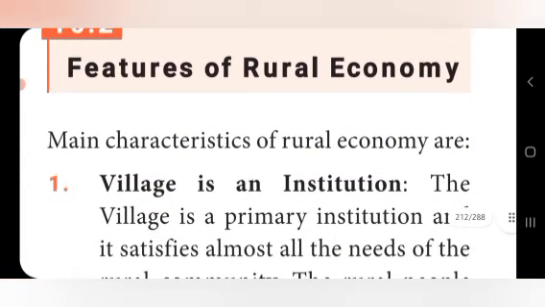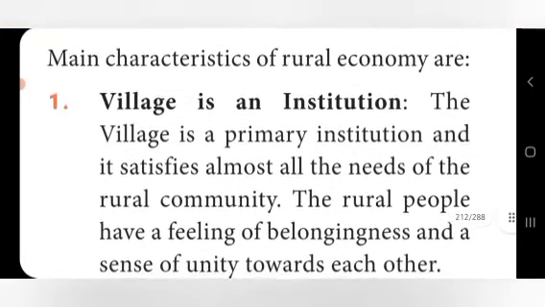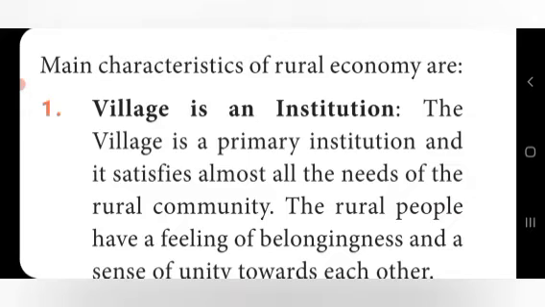The next concept is features of rural economy. What are the features of rural economy? How can we identify the rural economy? The main characteristics of rural economy are, first, the village is an institution. The village is also an institution, like an educational institution. The village is a primary institution and satisfies almost all the needs of the rural community. The rural community means the people living in villages. They are called the rural community, and they want to satisfy all their needs.